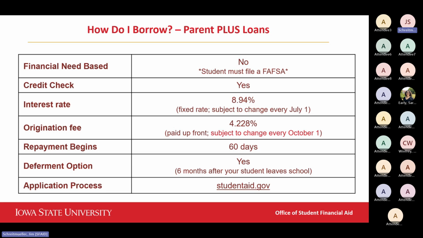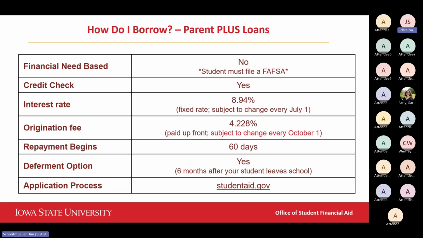The interest rate this year is a little bit under 9%. And then on top of that, the origination fee, which is basically a 4% chunk taken out before it even applies to the U-bill. Then repayment can begin within 60 days, or you can defer repayment until 6 months after your student leaves school. This is one option, but with the higher interest rates, it's not as competitive with certain private lenders as it might have been in the past.